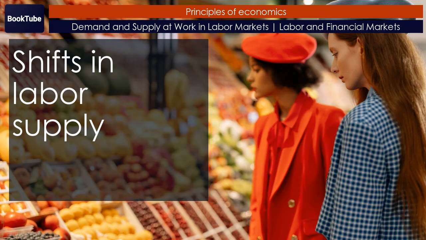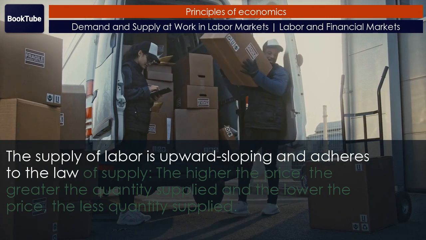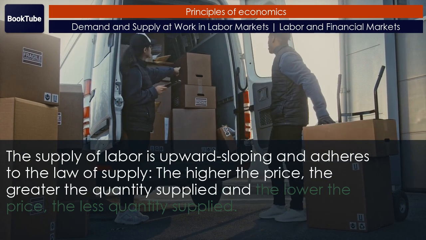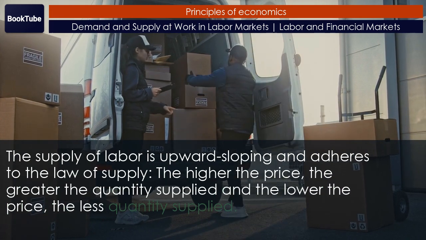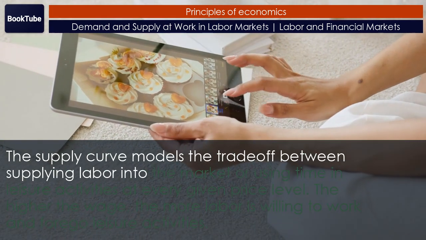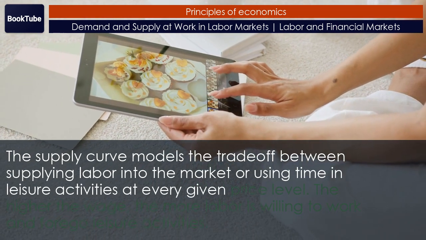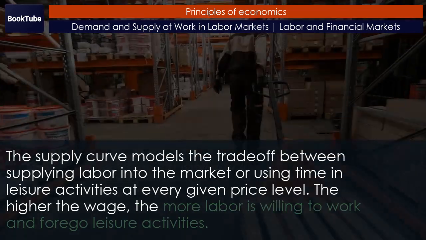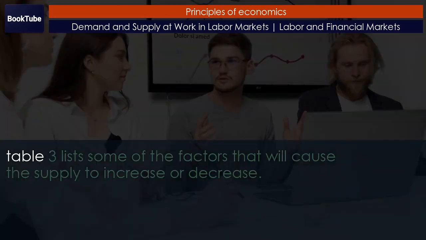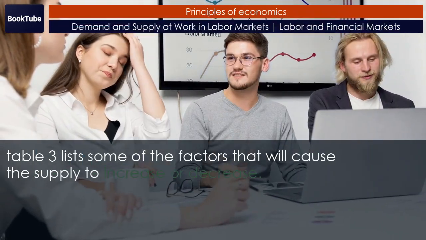Shifts in labor supply. The supply of labor is upward sloping and adheres to the law of supply. The higher the price, the greater the quantity supplied, and the lower the price, the less quantity supplied. The supply curve models the trade-off between supplying labor into the market or using time in leisure activities at every given price level. The higher the wage, the more labor is willing to work and forego leisure activities. Table 3 lists some of the factors that will cause the supply to increase or decrease.